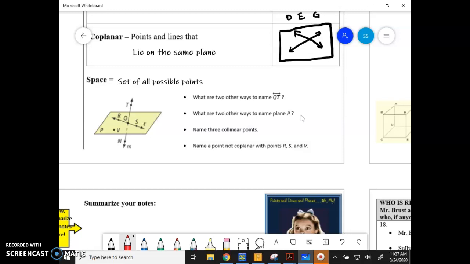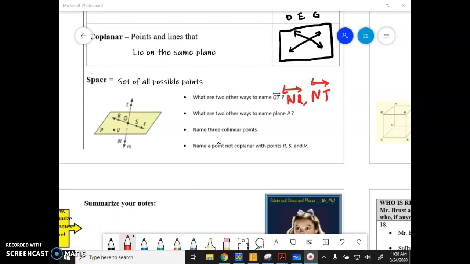Well, we can also see that N is collinear, right? So I could say NQ would be another way, or another way would be NT, because those are on the same line too. So there's two ways to label that same line.